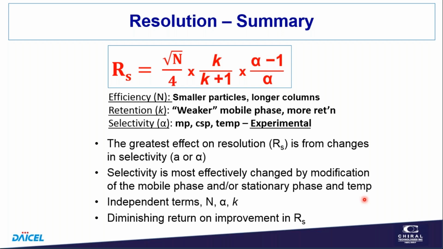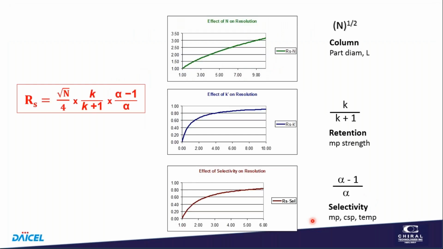And this is a little bit of a problem in chromatography. There is a diminishing return on each of these terms in improving resolution. And this is just some graphs. Since resolution increases as the square root of the number of theoretical plates, if you want to double the resolution, you have to have a 4-fold increase in column efficiency. Or if you double column efficiency, you only get a 1.4, square root of 2, improvement in resolution.